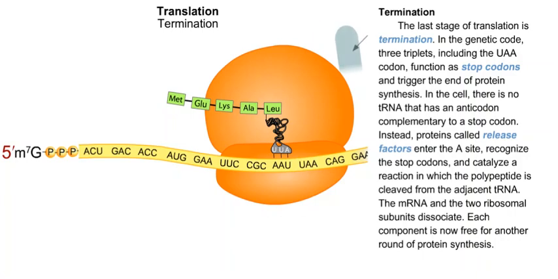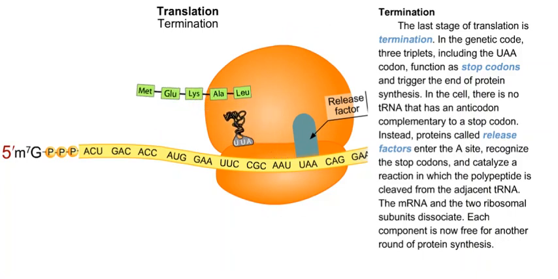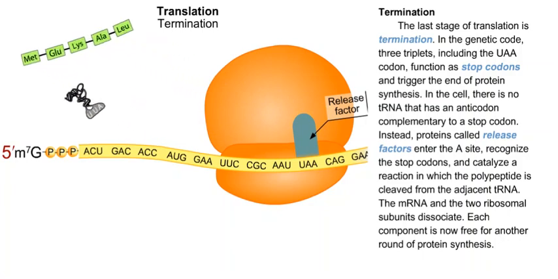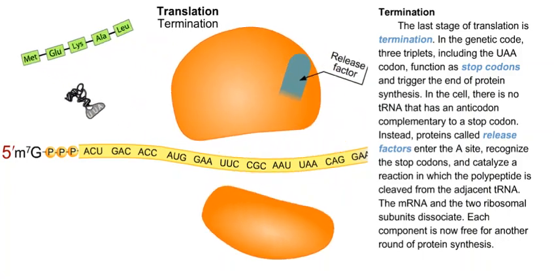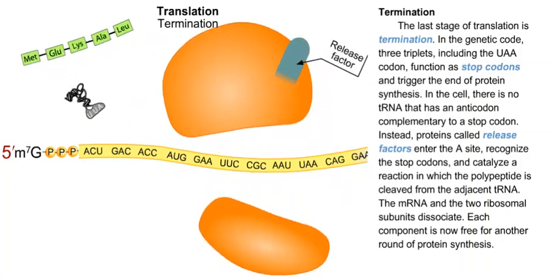Instead, proteins called release factors enter the A site, recognize the stop codons, and catalyze a reaction in which the polypeptide is cleaved from the adjacent tRNA. The mRNA and the two ribosomal subunits dissociate. Each component is now free for another round of protein synthesis.